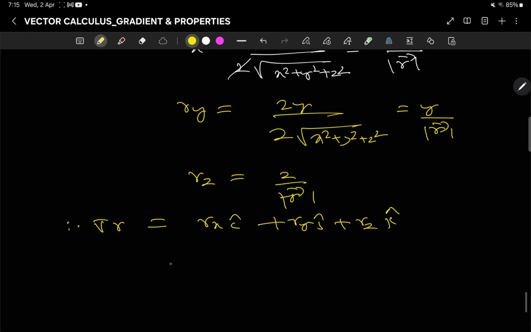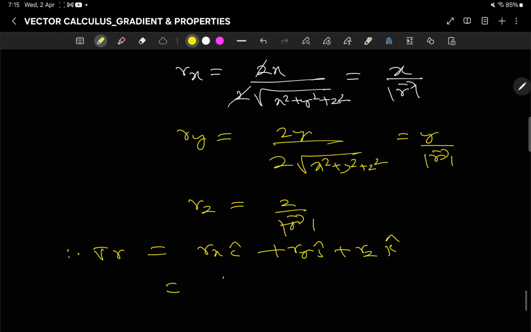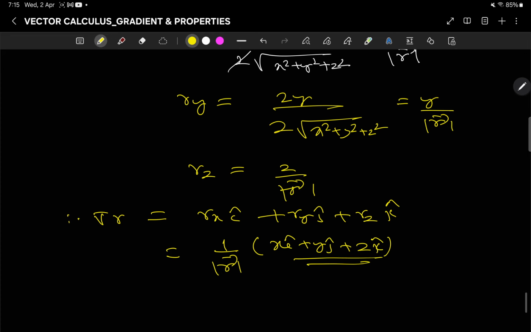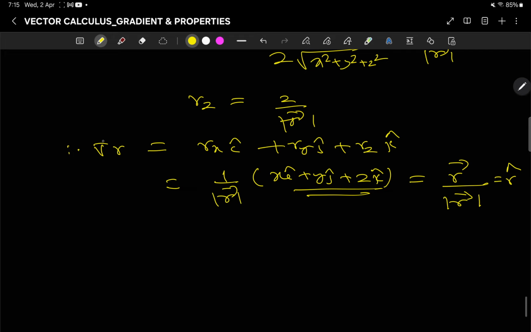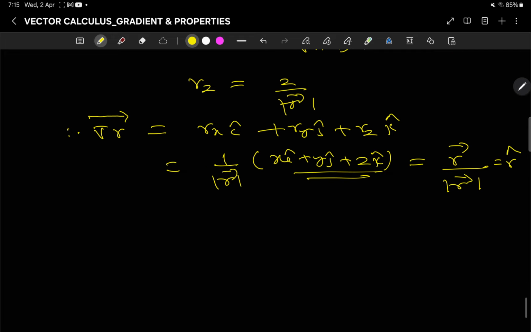So I can write it as 1 by modulus of r taken common, times xi plus yj plus zk. So it is again my vector r. So this is equal to vector r by magnitude of vector r, or I can write it r cap, right? So this del r is a scalar derivative, but the entire grad r is a vector.